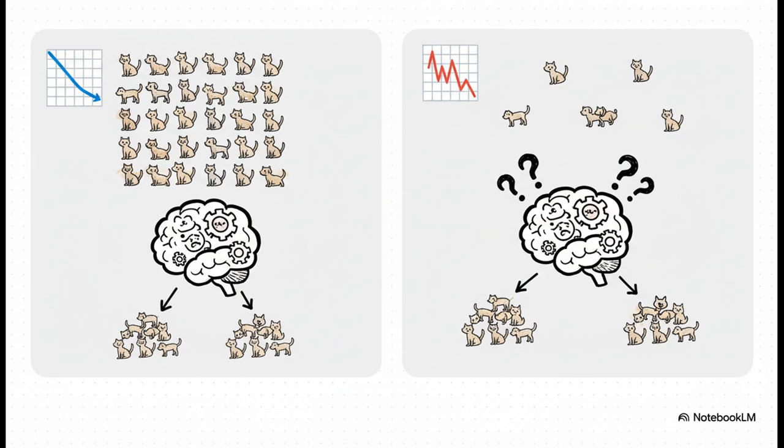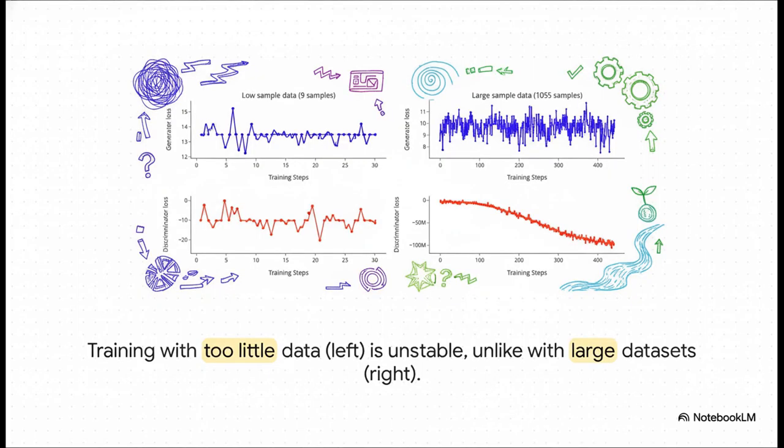It can't find a real pattern, so it starts focusing on weird random things. That's called overfitting, and its predictions become unstable and basically useless. And this slide, wow, it shows you exactly what that instability looks like in the real world. On the right, with plenty of data, you see the model's error rate going down in this nice, smooth curve. It's learning. But look at the left, with only 9 samples. It's pure chaos. The lines are jumping all over the place. The model isn't learning, it's just guessing wildly. It never finds a solution.